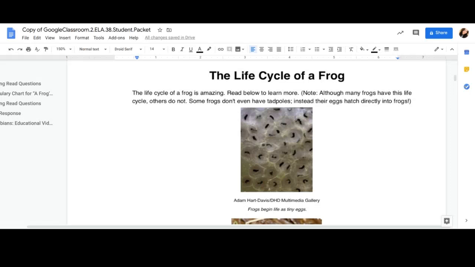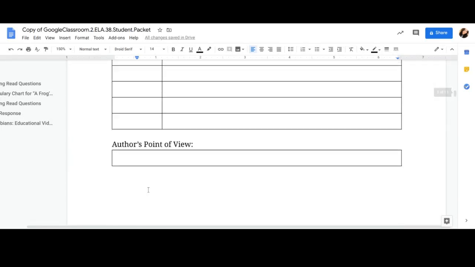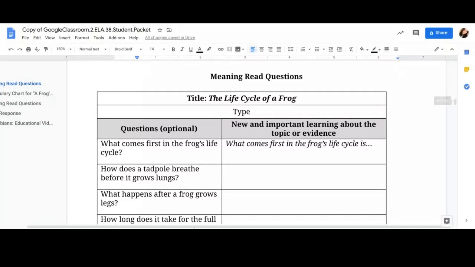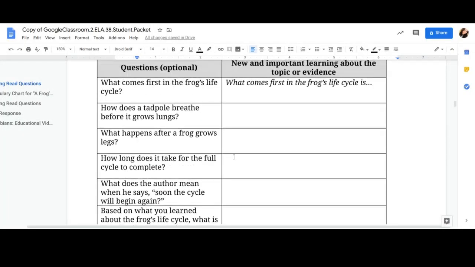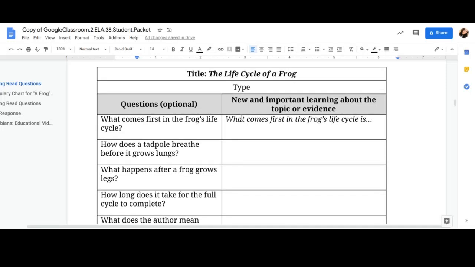Excellent job, scholars. Welcome back. After you are done reading the story, go ahead and scroll down. These questions are optional, meaning if you think your scholar is not comprehending the text as strongly as you would want, you can answer these questions to help them comprehend the text more deeply. For example, I would like R.A.C.E. responses.